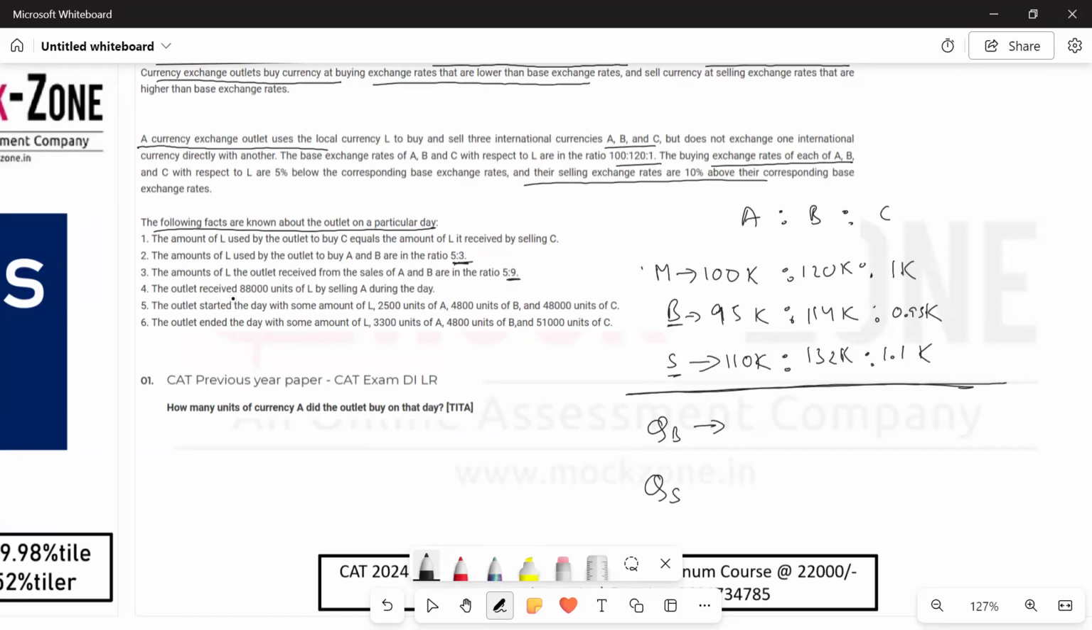So the outlet received 88,000 by selling A during the day. We know that the selling price of A is 110K. So how many units of A are sold? 88,000 divided by 110K, which is how much? It equals 800 by K. So we know that the quantity sold of A is 800 by K.